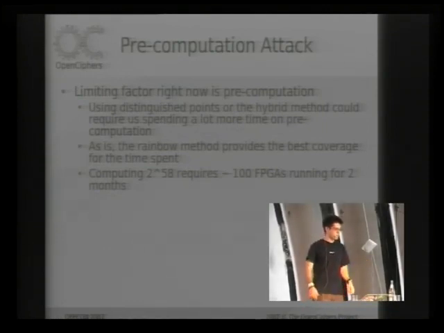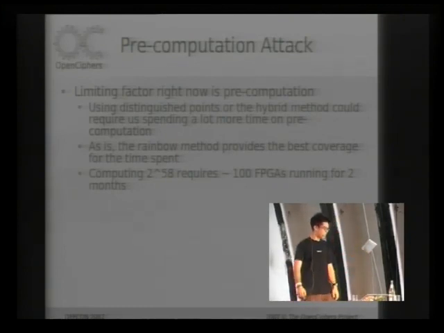For actually computing 2 to the 58 with rainbow tables, it'll take about 100 FPGAs 2 to 3 months to compute it. And then we also run into the problem with 4 to 5 terabytes. It's kind of hard to really distribute to the public, and so we're going to have to figure that out a little bit too.